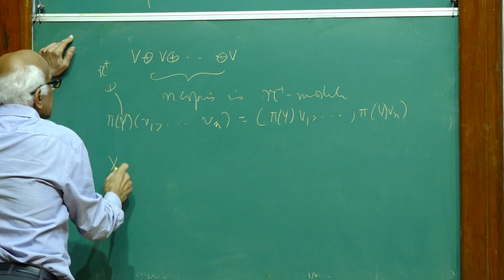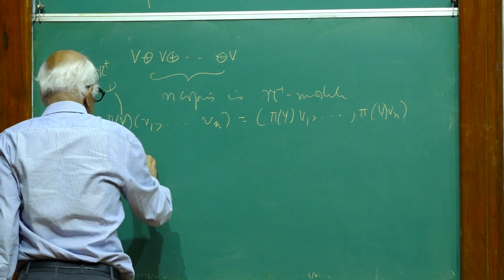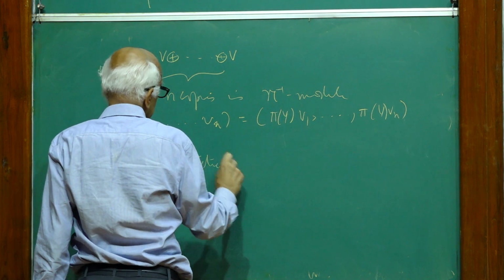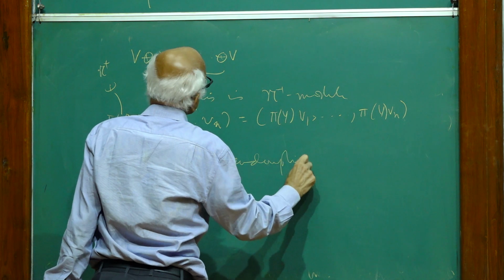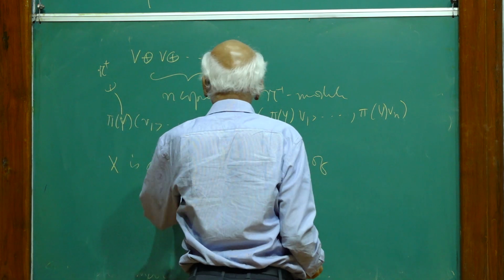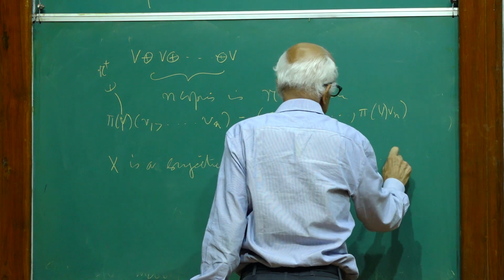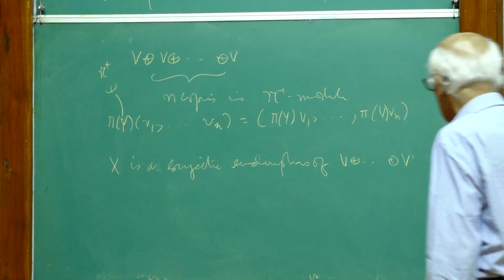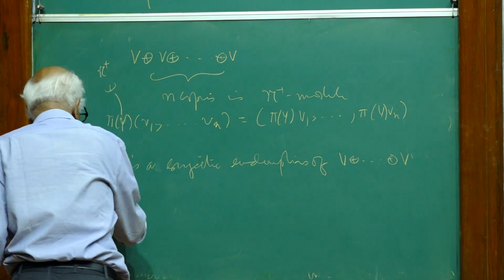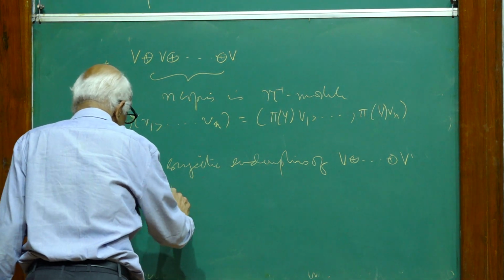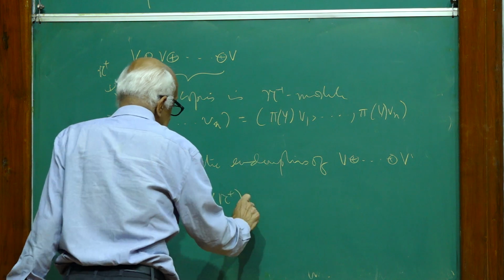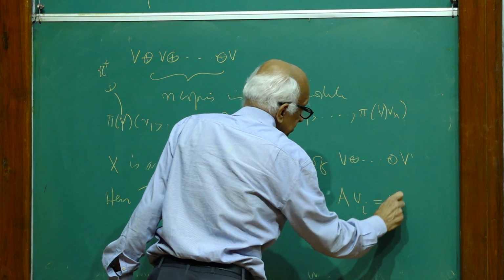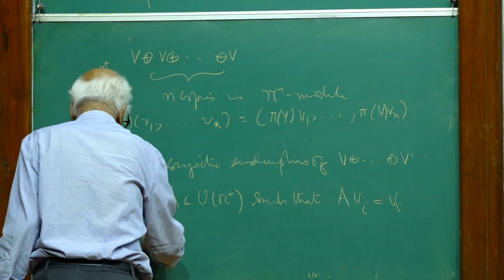X hat is a surjective endomorphism of V direction, and therefore it's injective as well, it's an isomorphism as well. So what you find is, it follows that hence there exists a single element A in Un plus such that A Vi equals Vi for 1 less than or equal to i less than or equal to n.